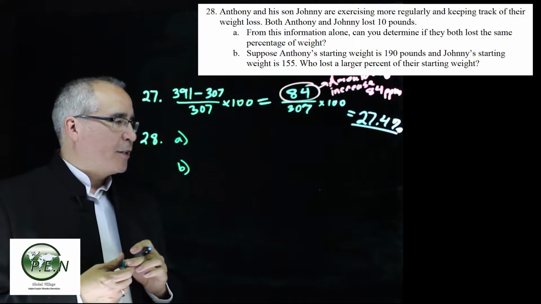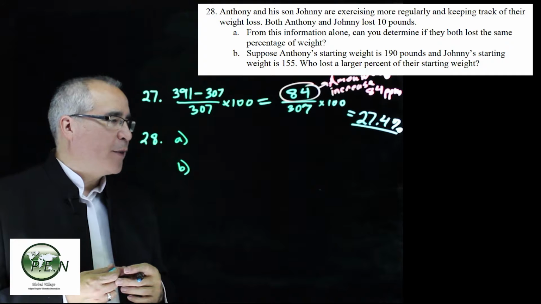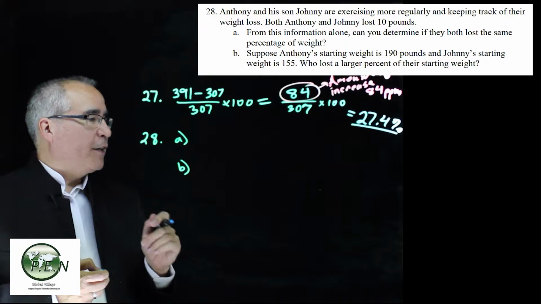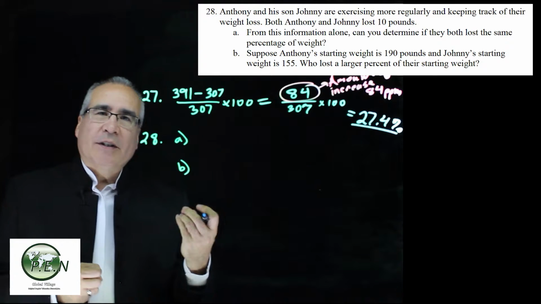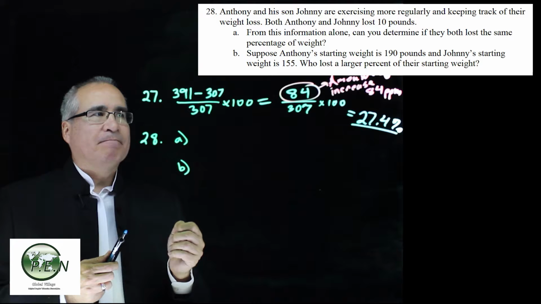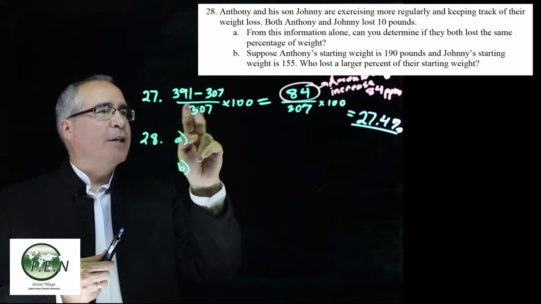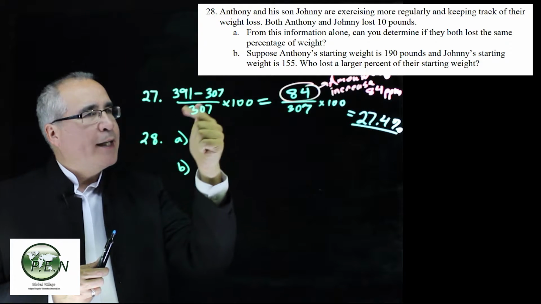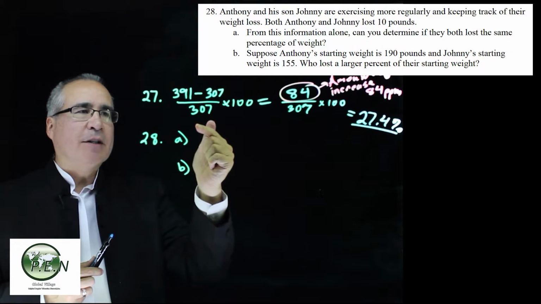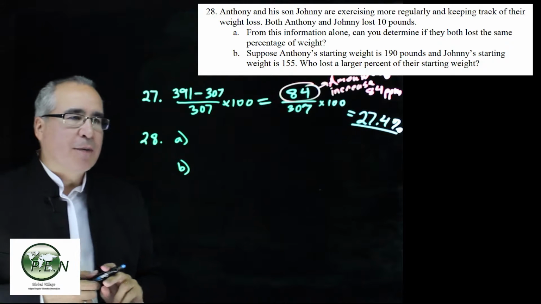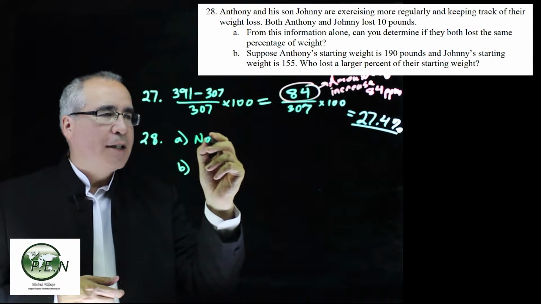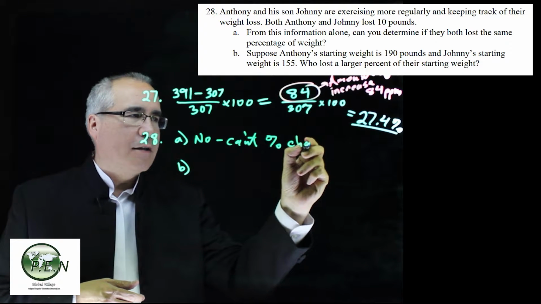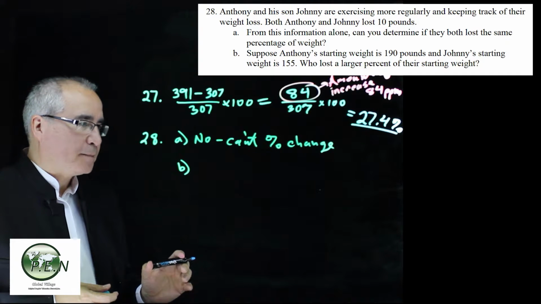Anthony and his son, Johnny, are exercising more regularly, keeping track of their weight loss. Both Anthony and Johnny, they both lost 10 pounds. From this information alone, can you determine if they both lost the same percentage? Well, sort of up here, we don't have either the new or the old. We have the amount of the change that they lost 10 pounds. So we can't find the percentage with just that information because we don't know what the starting weight was. So no, can't find percent change. Not enough information.